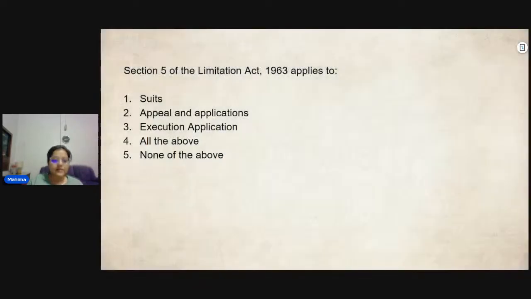Section 5 of the Limitation Act applies to suits, appeal and application, execution application, all of the above, none of the above. Nobody will answer. Only the new people will answer. That means Lakshita and Nikunj will be able to answer this question only.